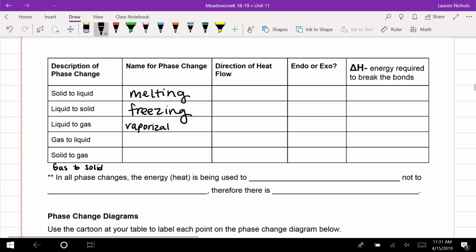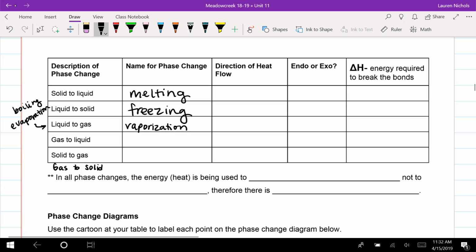One little side note about vaporization, that can include both boiling and evaporation. However, evaporation doesn't actually have to be at a particular temperature for it to evaporate, but in order for it to boil, it does. Evaporation happens at the surface of the liquid, whereas boiling happens throughout the entire liquid.